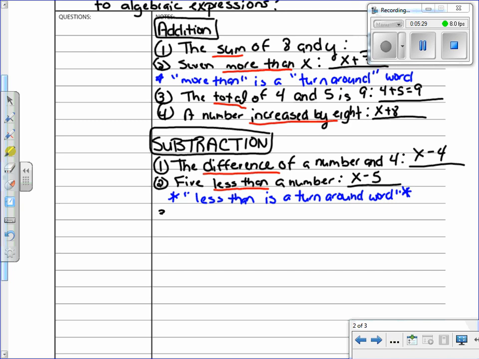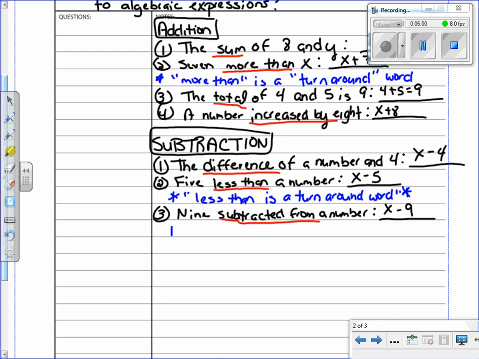Number 3, 9 subtracted from a number. Nine subtracted from a number translates to x minus 9. The key word here is subtracted from, and we also want to note that subtracted from is a turnaround word.